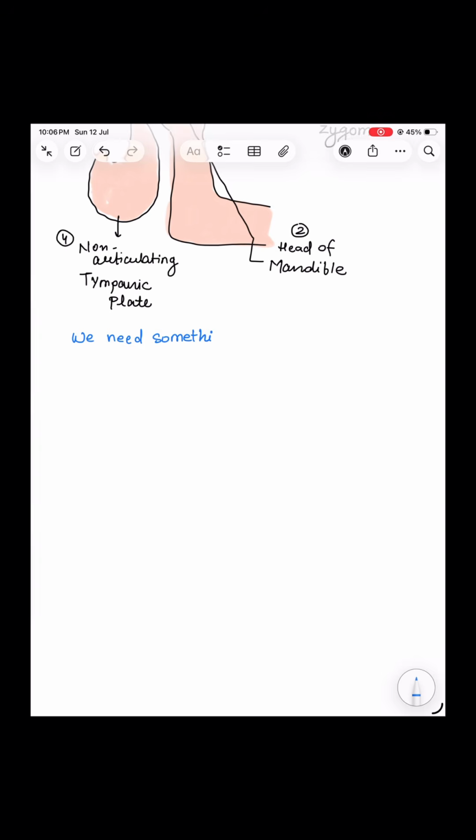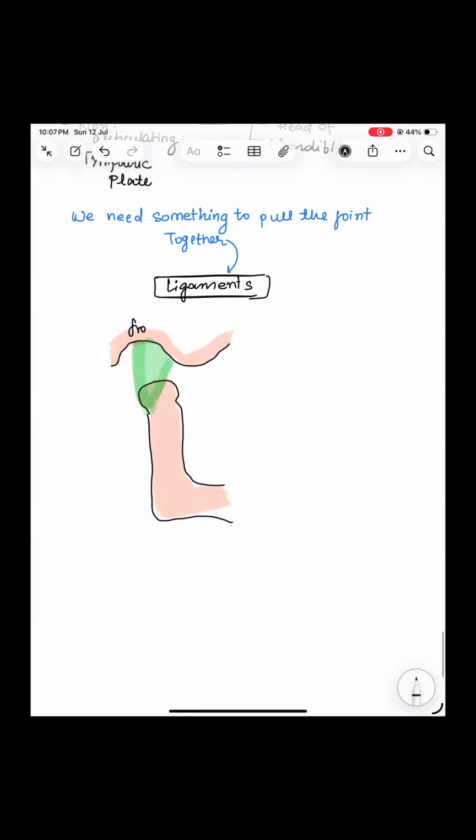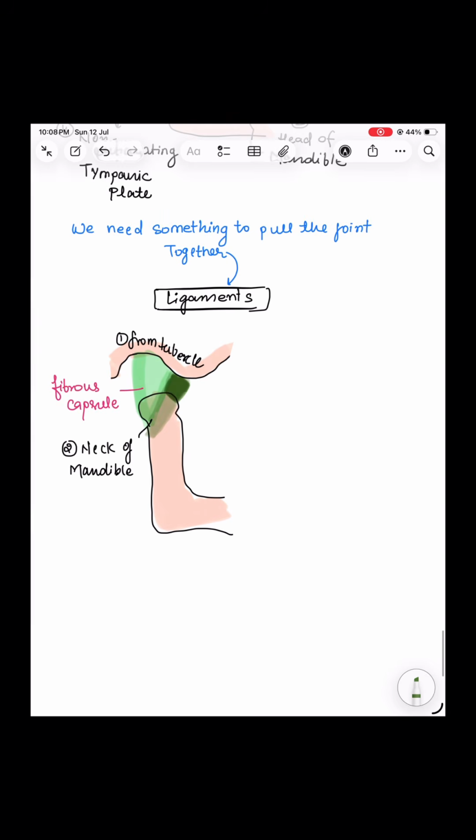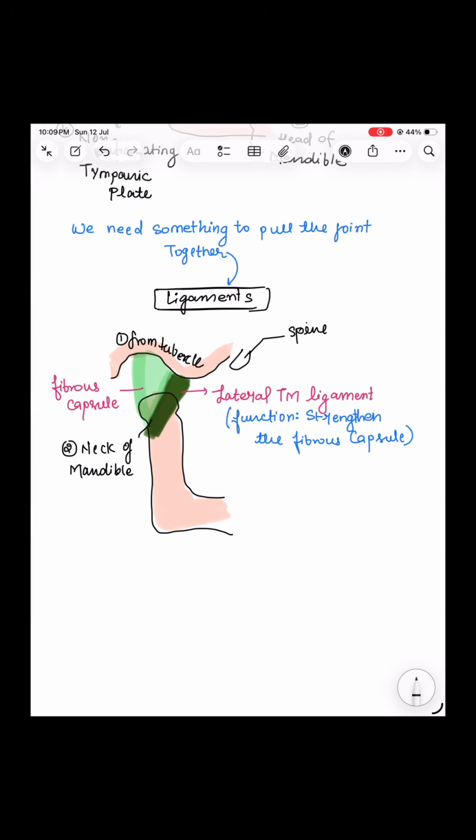Since we have talked about the joint, we need something to pull these joints together, and that is when the ligaments come into action. Now, we only need to remember the names of two ligaments. First is the fibrous capsule from the tubercle to the neck of the mandible, and a lateral temporomandibular ligament whose function is to strengthen the fibrous capsule. Anteriorly, we have the spine of the sphenoid and posteriorly the styloid process.